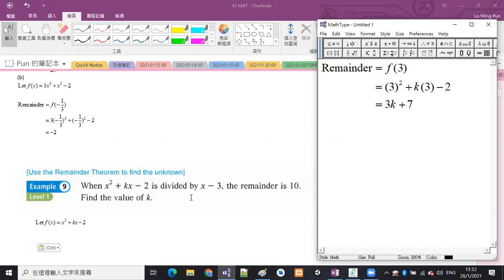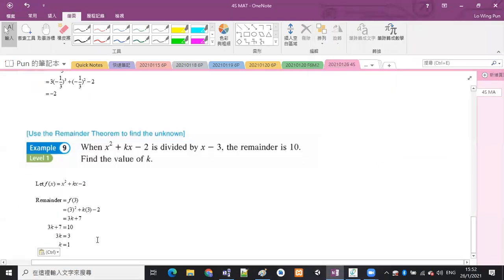Okay, and this is our remainder. But the question tells us that the remainder is equal to 10. So our remainder, 3k plus 7, should be equal to 10. Okay, so 3k is 3 and k is 1. And that is how we can calculate the value of k like this.